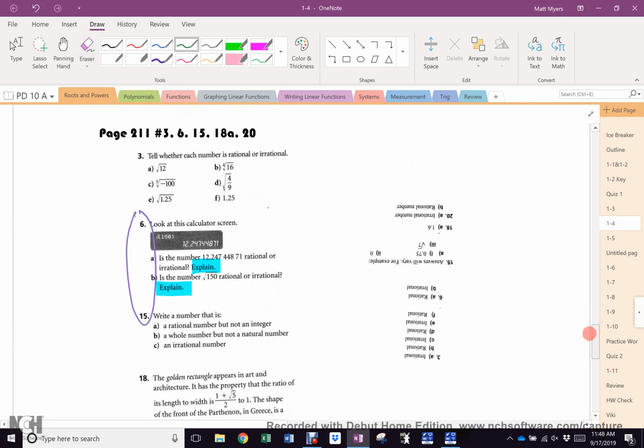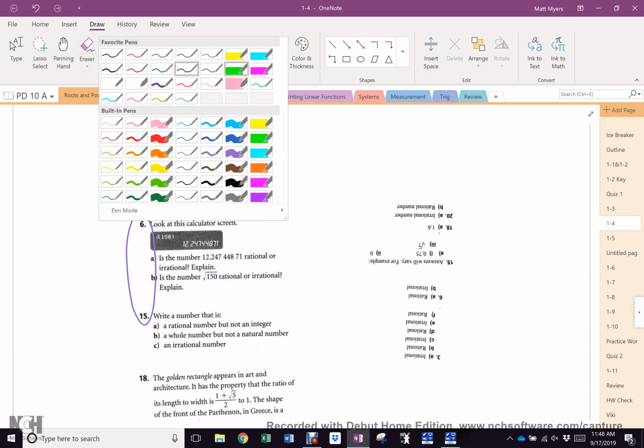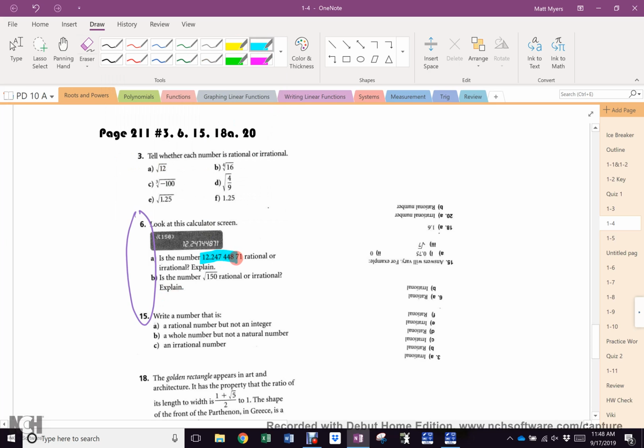And, this page. Explain. The answers are over here. I don't care about the answer. I want the explanation. Is this number right here, which is what shows up on my calculator, but what I have written there, what is that? Rational, just like the answers say. I don't care about the answer. Why is it rational? Because the decimal ends.